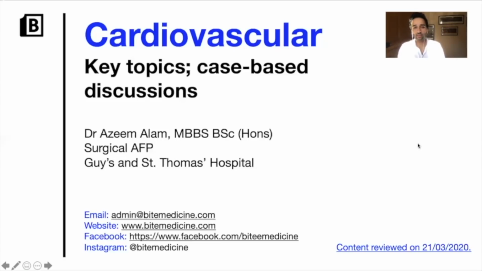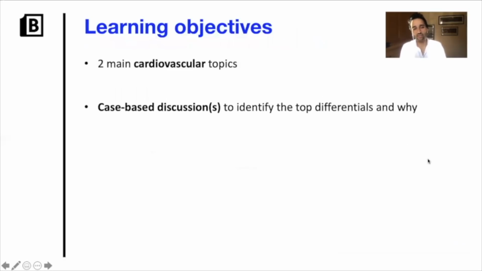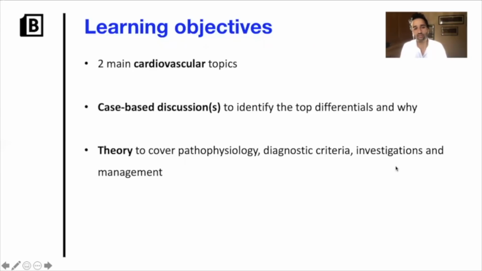Our first topic is going to be on cardiovascular, and we're going to be covering 2 main conditions. So let's jump into our learning objectives. The 2 main cardiovascular topics. The aim of this teaching is that this is going to be super interactive. I want to see you guys messaging in the comments, and you're very welcome. Thank you so much for all of your kind words. I want to try and build a community here, and get you guys chatting with each other and asking me questions as we go along as well. We're going to be going through a few case-based discussions to identify our top differentials and why these are our top differentials, as well as theory to cover things like pathophysiology, diagnostic criteria, investigations, and management.